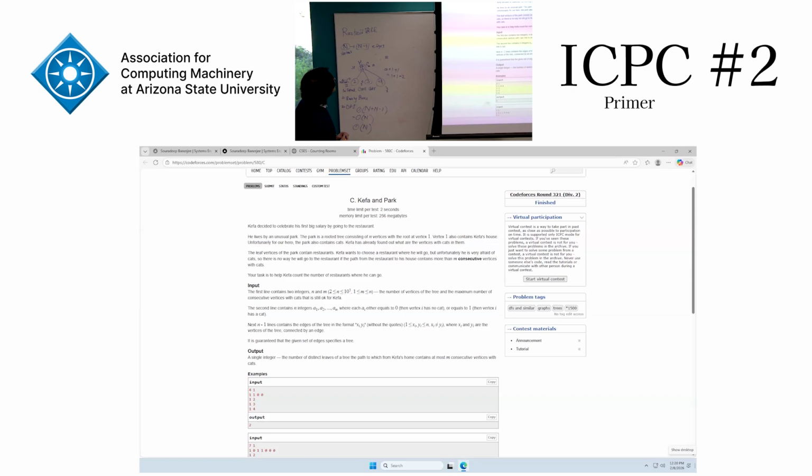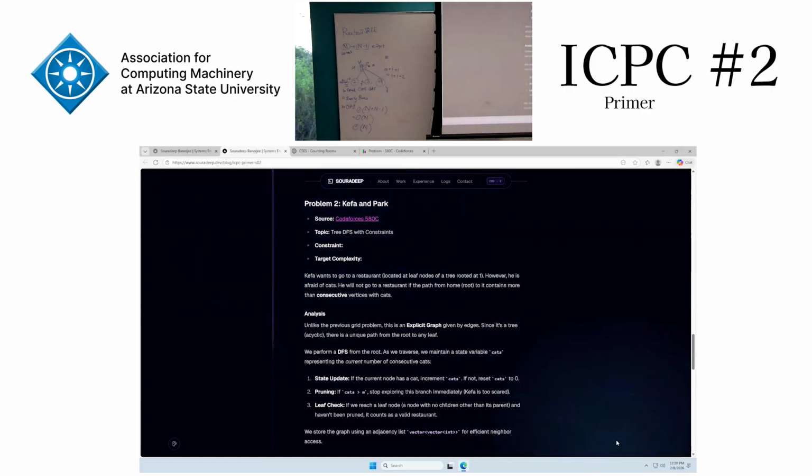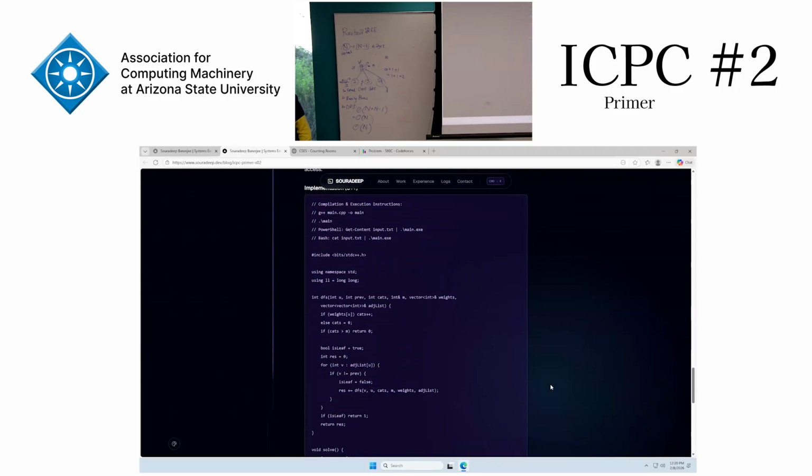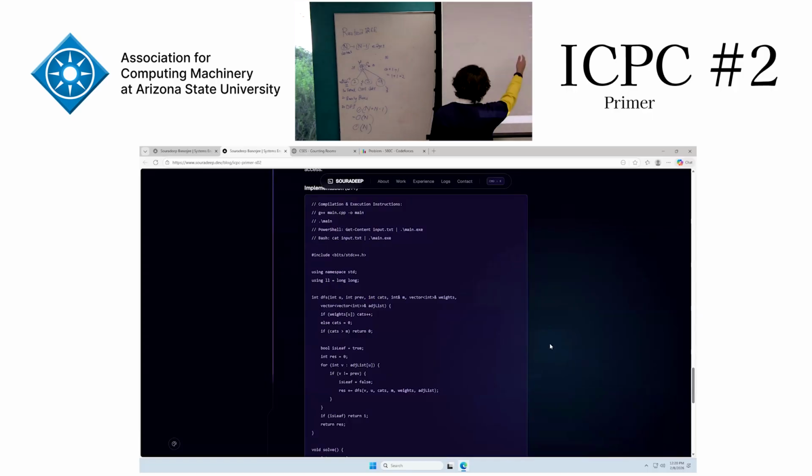I can show you my algorithm for this problem too. Could you go back to the... I'll go a bit down. Yeah, I basically used this algorithm. It might be a bit long because I'm not that good at writing C++ code yet. But this is the algorithm for this problem. But since you solved it, I don't think you need to see the solution for this one. But it's available on this website.